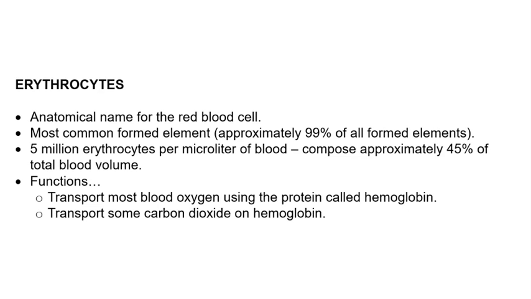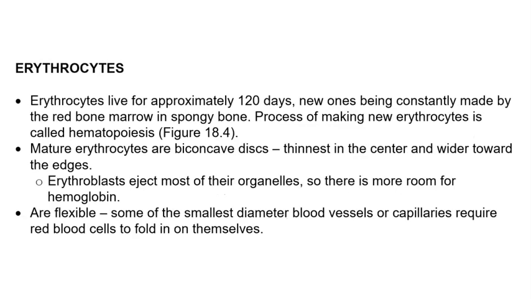The erythrocytes have the important functions of transporting most of the oxygen carried by the blood and also transporting some carbon dioxide. The protein that is responsible for carrying both oxygen and carbon dioxide is called hemoglobin. Erythrocytes survive in the blood for approximately 120 days, which is about 4 months, with new erythrocytes constantly being made by red bone marrow. Hematopoiesis is the term for the creation of new erythrocytes in the red marrow.